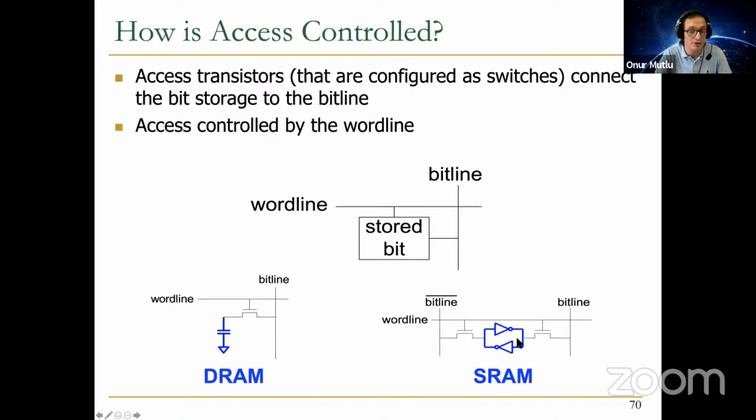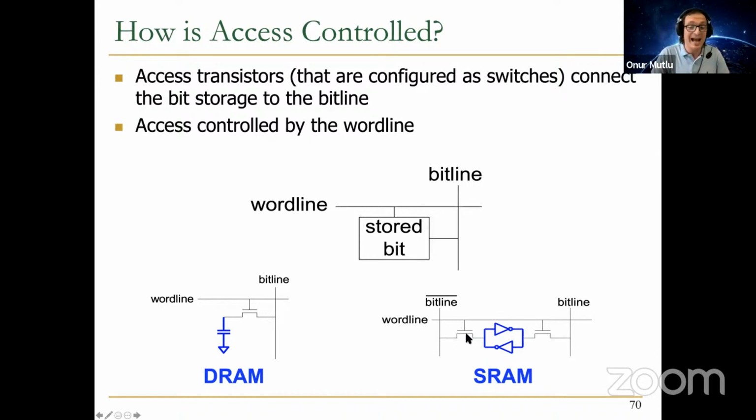That's true in SRAM also. You need to activate the word line to get the data out from this cross-coupled inverter. Sensing is a little bit different. It's dependent on the technology, basically. So you can see that the storage unit is a capacitor in DRAM. In SRAM, the storage unit is a cross-coupled inverter. And you know what this is because we've seen them before, right?